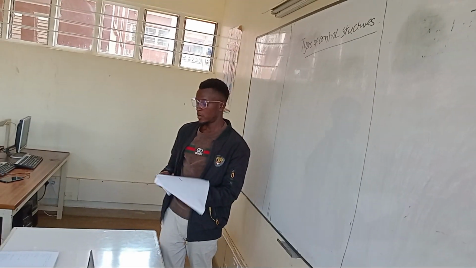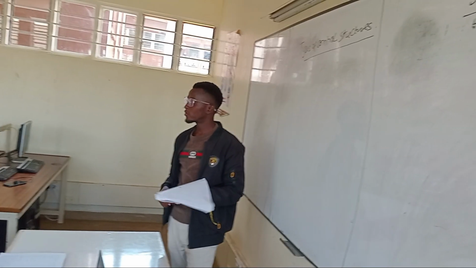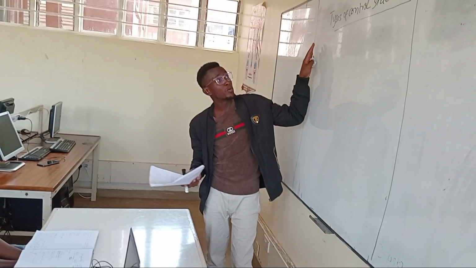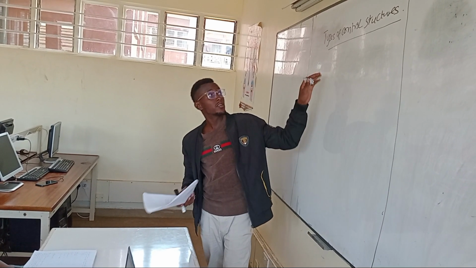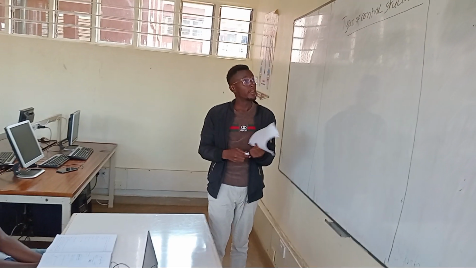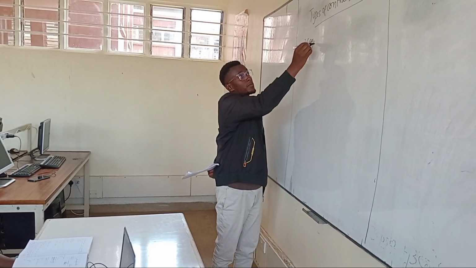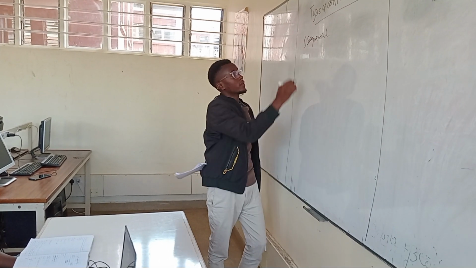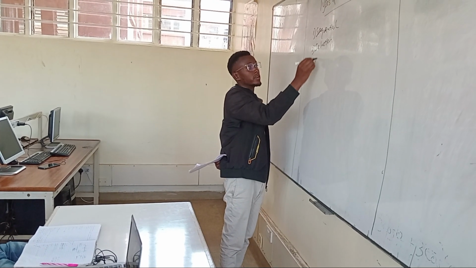Last session, we defined control structures. We said control structures are what? Yes, we said control structures are fundamental building blocks of code that control the flow of code execution. So we said how many control structures? We said we have the sequential, selection, and iteration.